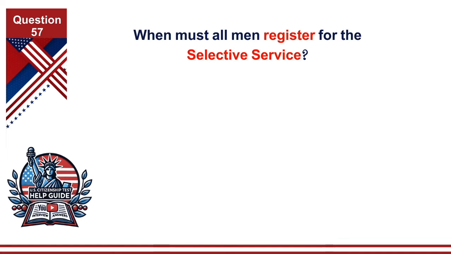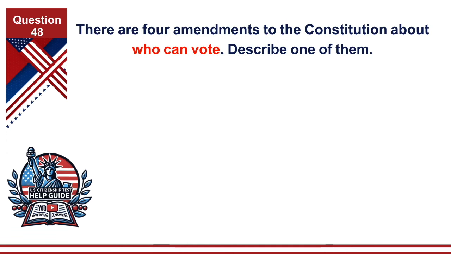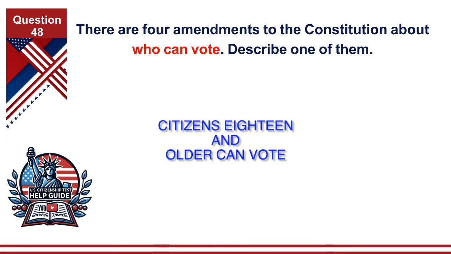When must all men register for the Selective Service? At age 18. There are 4 amendments to the Constitution about who can vote. Describe one of them. Citizens 18 and older can vote.